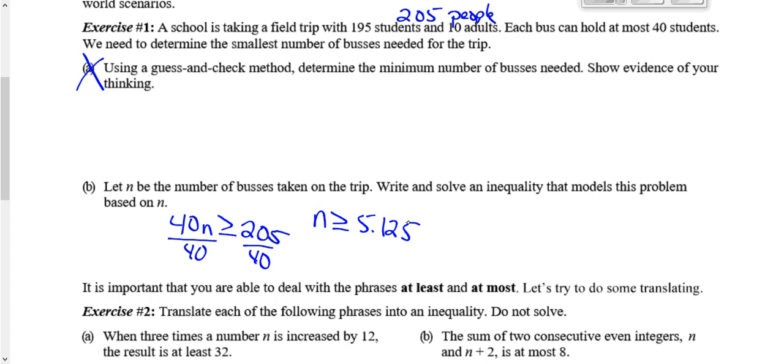5.125. What did N represent again? The number of buses needed. Okay. But wait, why don't we round down to 5, since the 0.1 is less than 5? You can't split people in half.